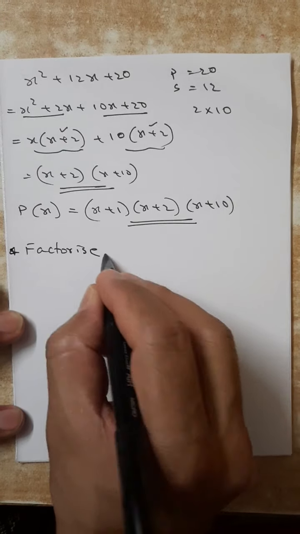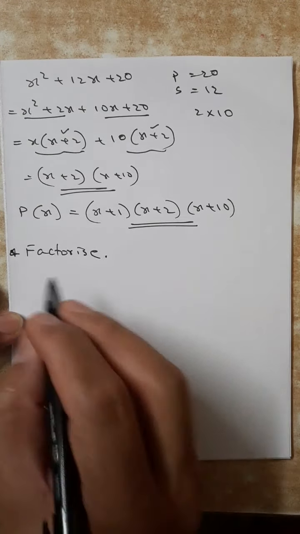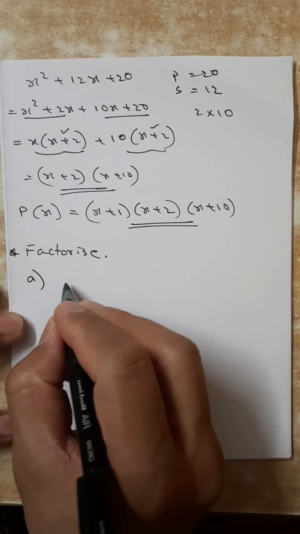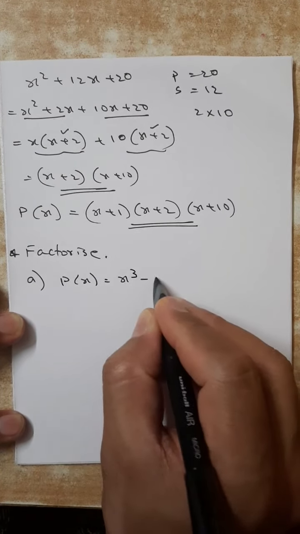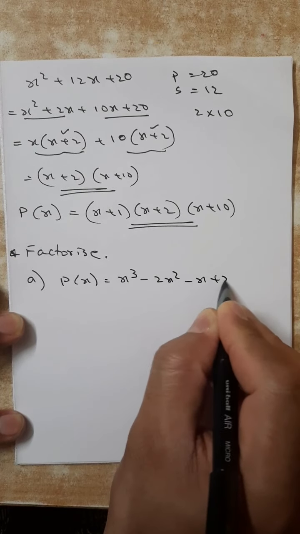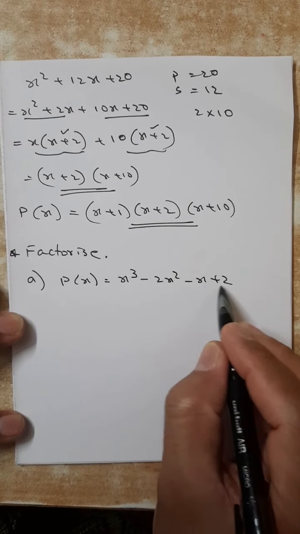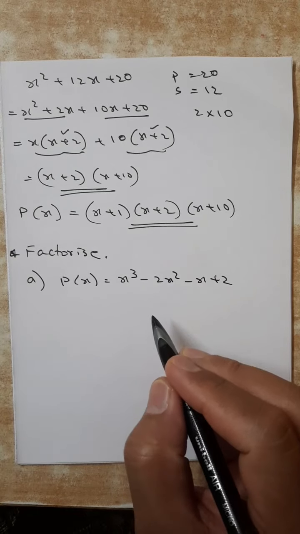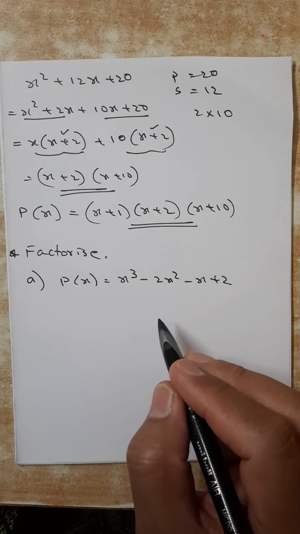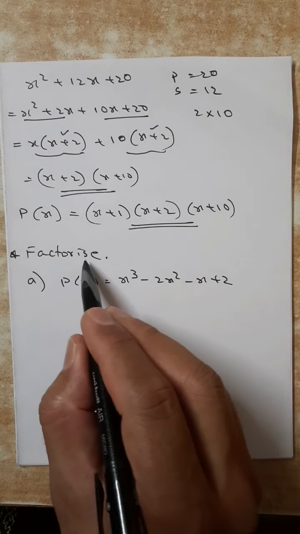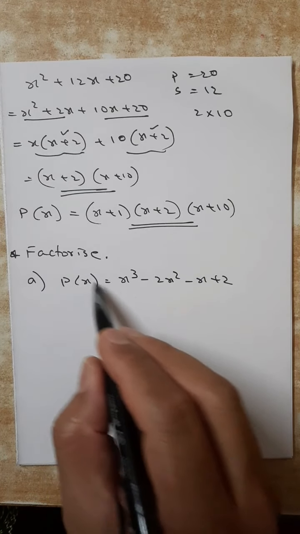Simply factorize. Now you see, question part a: p of x equal to x cube minus 2x square minus x plus 2. This is again question number 5, first part, in the NCERT book. The question is just "factorize" in the NCERT book, so I also wrote factorize.